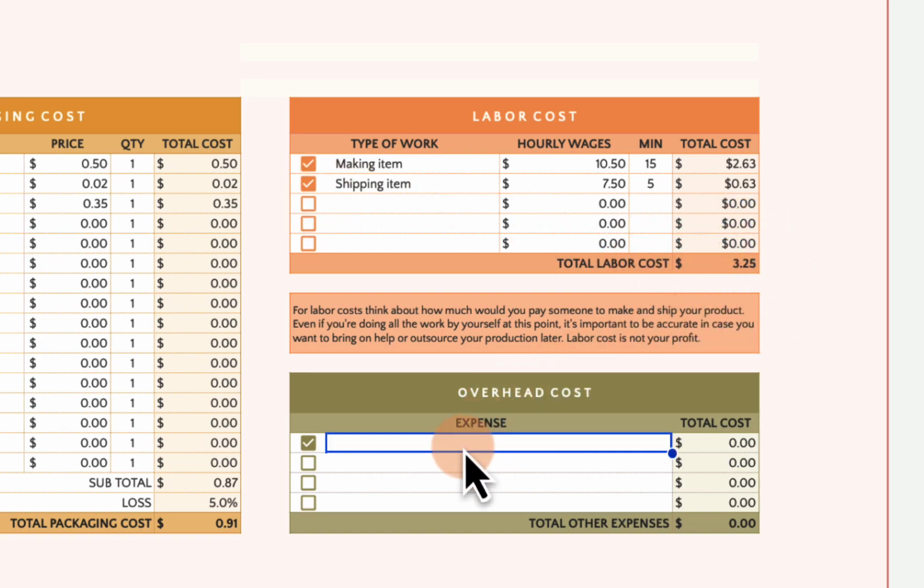For overhead expenses, you want to account for things like electricity, rental, gas money, or taxes. It entirely depends on your business. Just remember, the more accurate you are, the more detailed your expenses are, the better calculations of profit margins you will get later in this calculator.